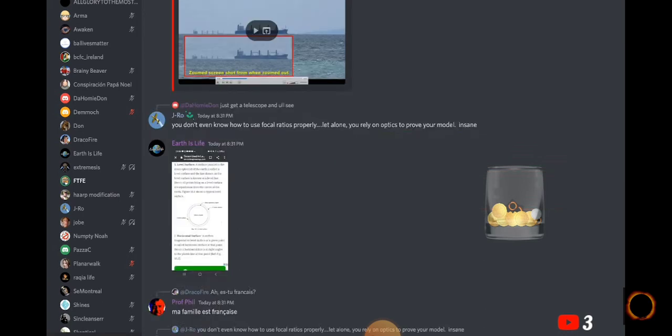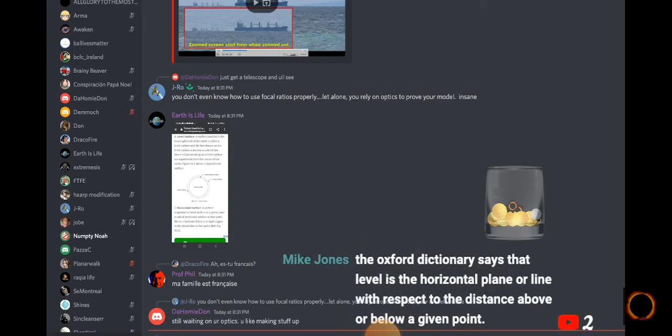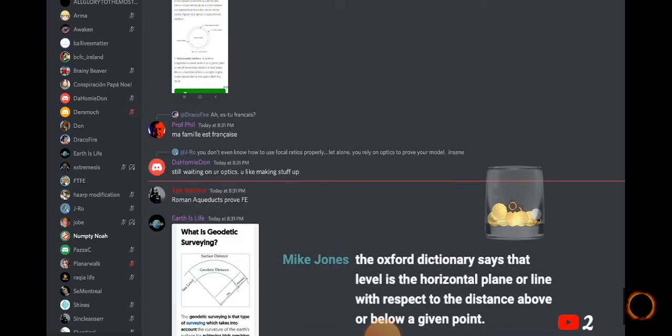That is not how begging the question works. Exactly. You're begging the question. The actual definition of level, which is used by surveyors. We need a neutral definition or we can't go anywhere. We need a neutral definition. There is not a neutral definition because the definition of level is literally that the earth is curved. That is the definition. We're not going to change the definition because you don't like it.